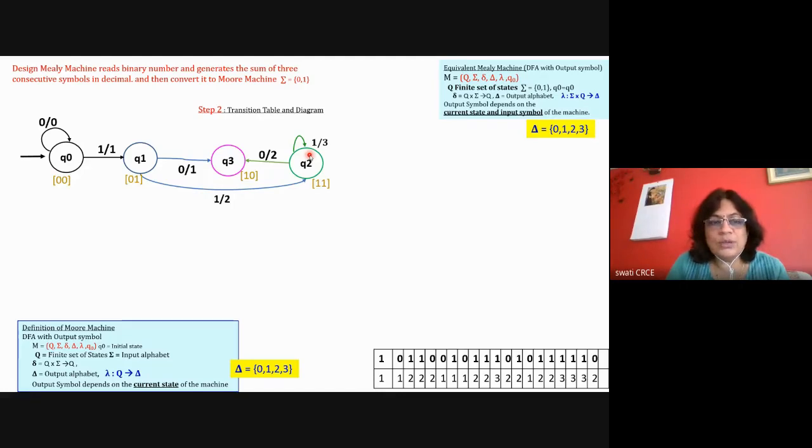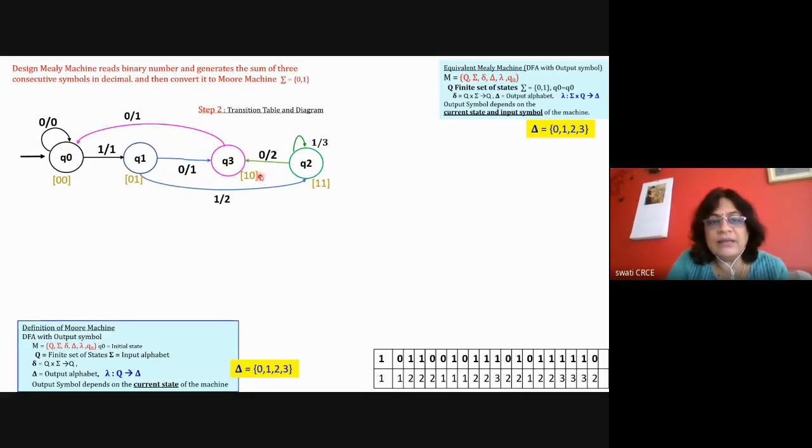Now again in the state Q3, suppose 0 comes, then it will become 1, 0, 0. So the last two symbols are 0, 0, and it will go back to Q0, but the output is as it is, 1, 0, 0, so the total is 1. So with 0 input, the output generated is 1, but it goes to Q0.